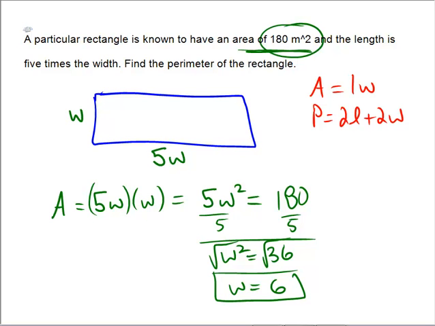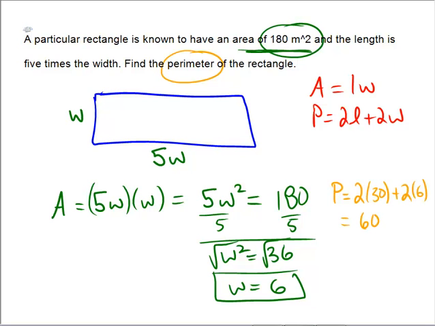Okay, done with the problem? Not at all. We do need the perimeter here. So I'm actually going to have to take this and put it into the perimeter equation, where we get 2 times the length, and the length is 5 times the width, so not 6 but 30, plus 2 times the width, and the width is 6.